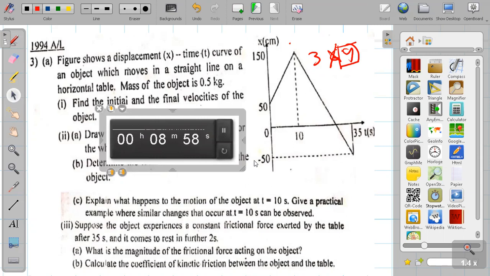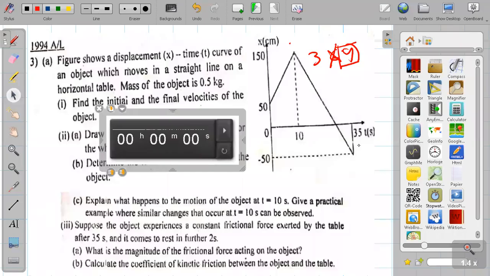Come on. Time is over. Oh, another one gone.